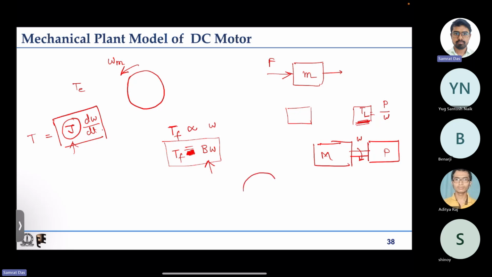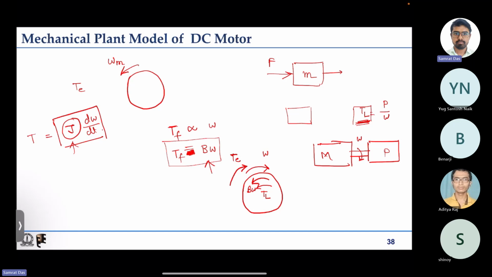That means if we have a motor and we want it to rotate in this particular direction at a speed omega, what all torques are there? We have a frictional torque that is opposing it, so this is b omega torque. We have load torque that is also opposing the rotation, and we have electromagnetic torque that is causing this rotation.